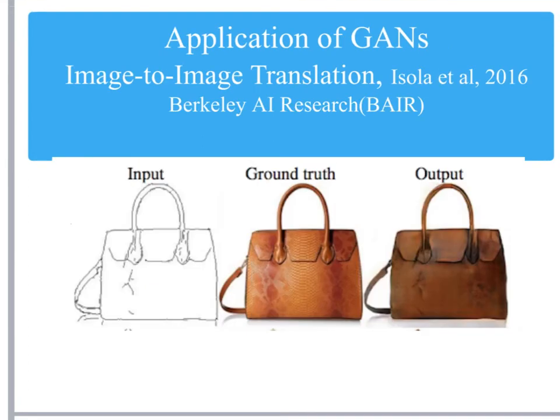Here are some applications of GAN. So this is image to image translation. This is the input that's going in. This is the ground truth, which means the actual image, and this is the output of the GAN model, image to image translation. As you can see, these two are very close to each other except for the colors.